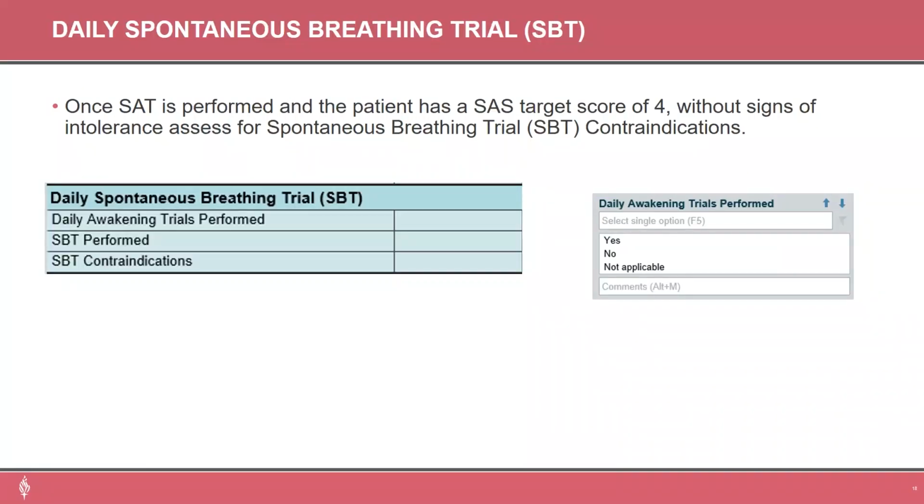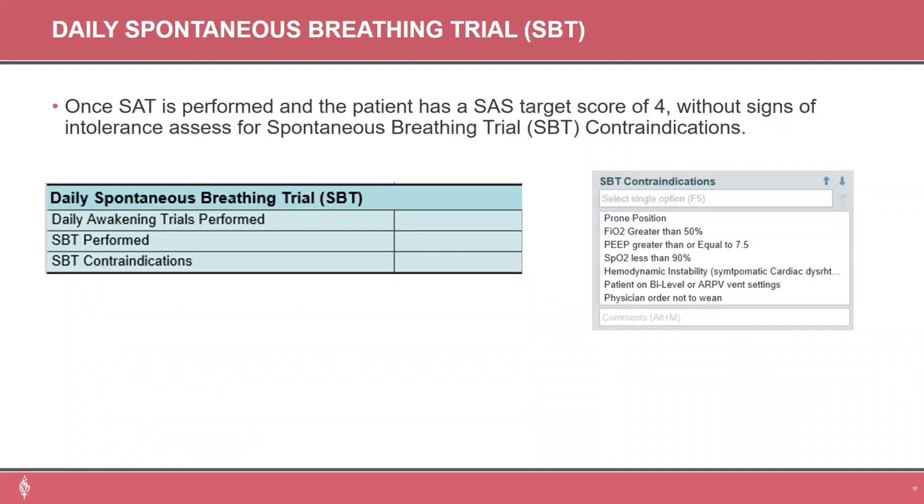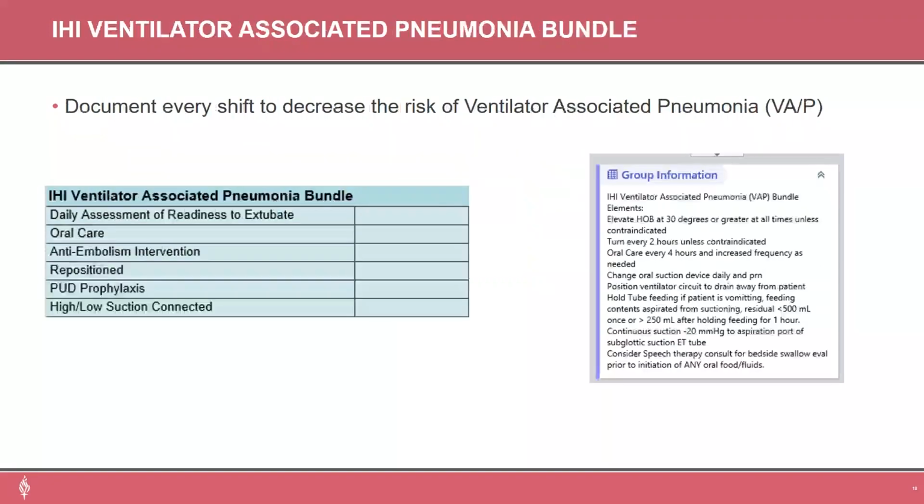If an SAT is performed and the patient has a SAS score of 4 without signs of intolerance, assess the patient for a daily spontaneous breathing trial. Document that the daily awakening trial was performed in this section. Next, document if a spontaneous breathing trial was performed in the row labeled SBT performed. If the patient has contraindications, document which contraindications apply.